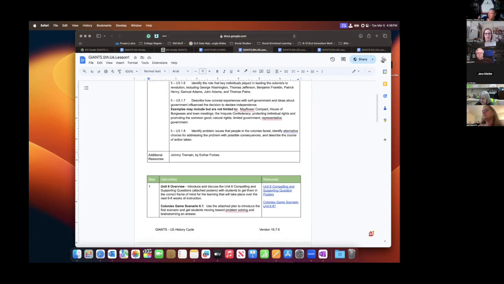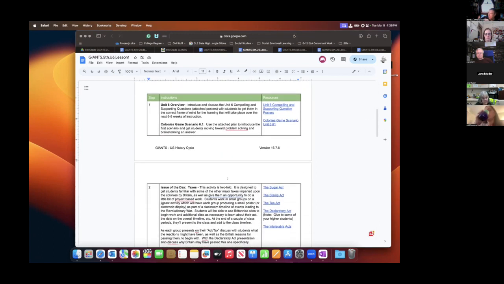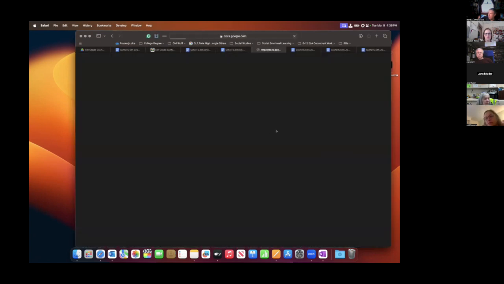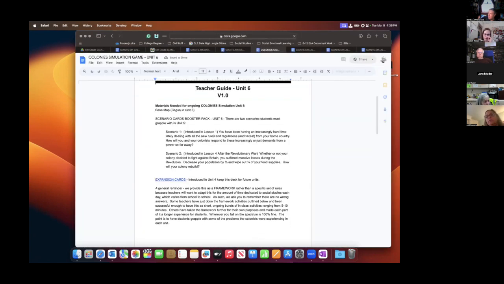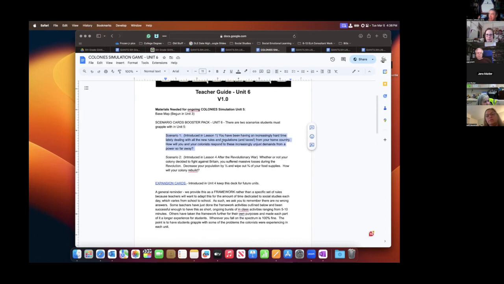Right out of the gate, right after you've done your overview with students, we're giving students the very first scenario for colonies, which this time around, I'm going to pull this up. You have been having an increasingly hard time dealing with all the new rules and regulations and taxes from your home country. How will you and your colonists respond to these increasingly unjust demands from a power so far away?